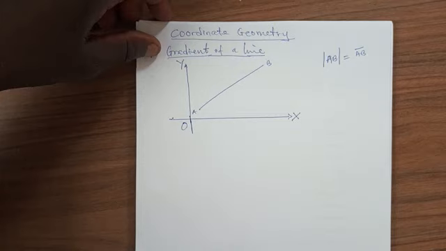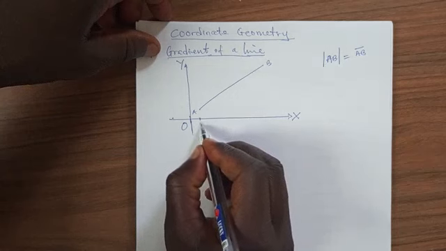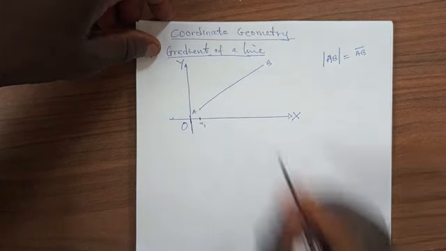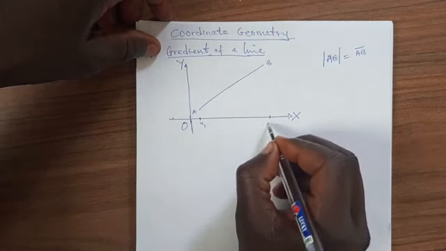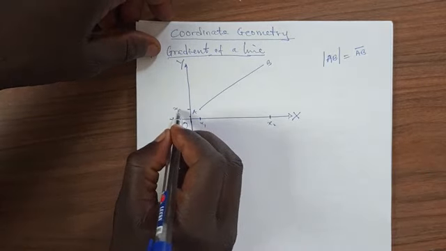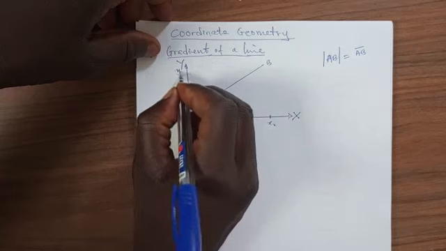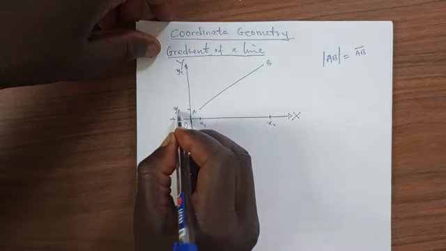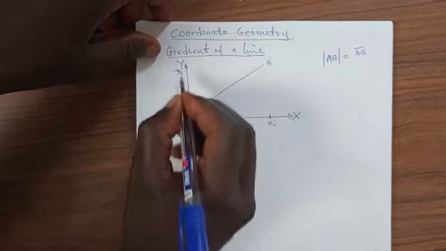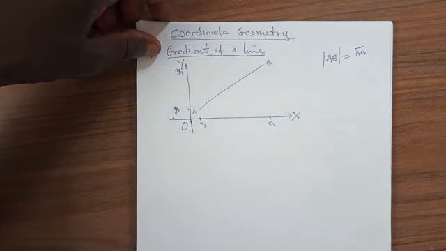Therefore, at this point, we have a point x1, the value of x. Here is a point x2. Here is x1. Here is another point y2. Sorry, here is y1, because we are on the y-axis. Here is x1, x2, because we are on the x-axis.